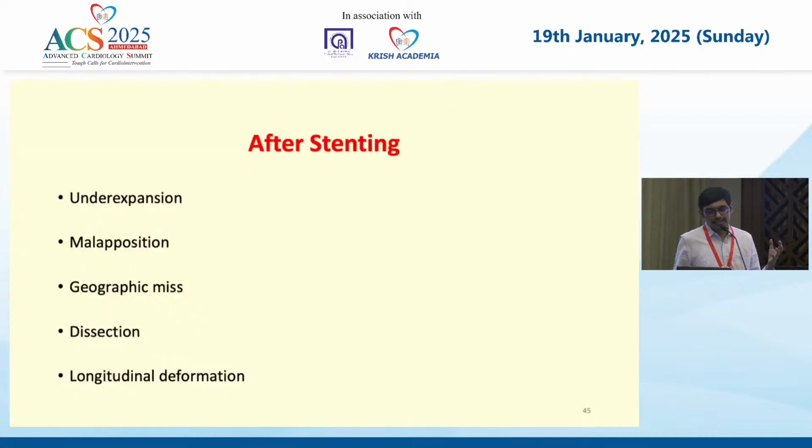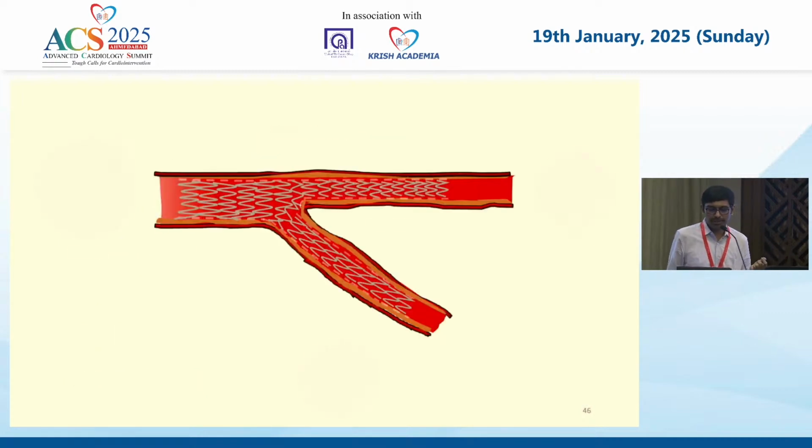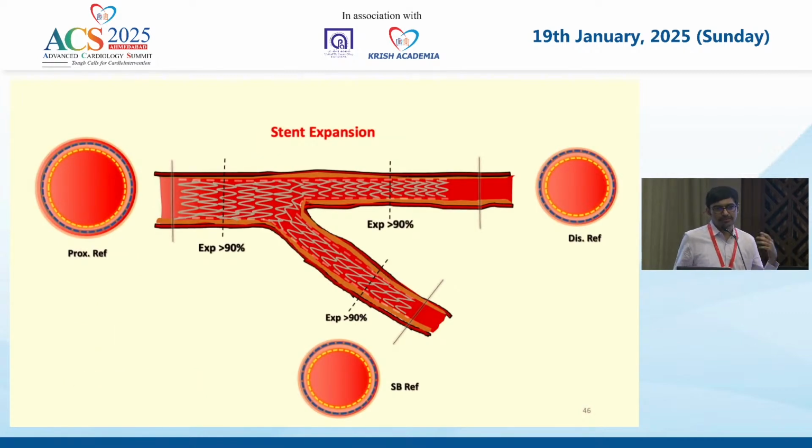And after stenting, you check the routine parameters of underexpansion, malapposition, geographic miss, and longitudinal deformation. How do you define expansion? Different criteria have been used. The easiest to remember is that expansion should be more than 90% of your reference of either the side branch, the main branch, and the proximal main vessel. So that is how you define expansion easily.